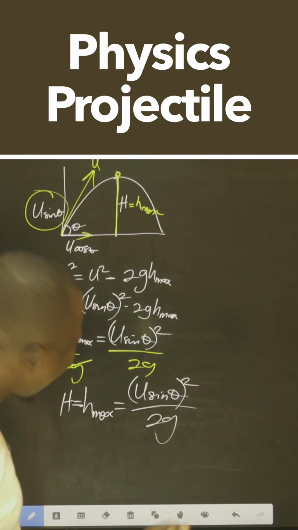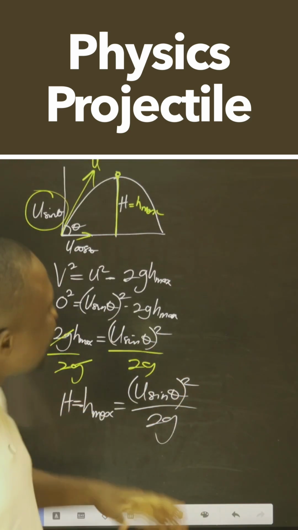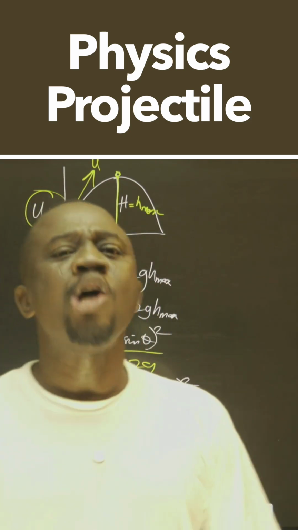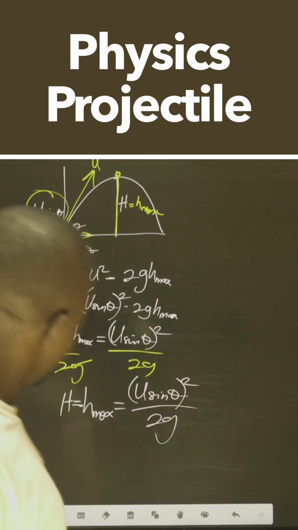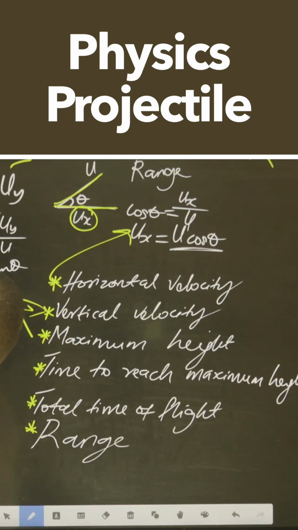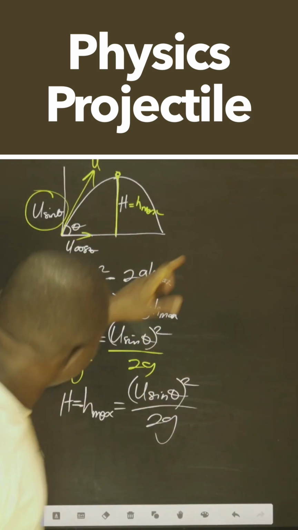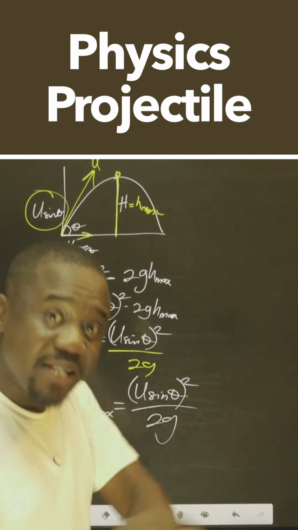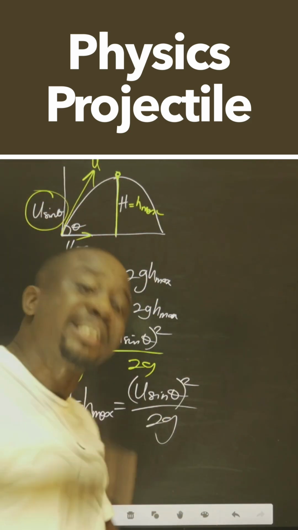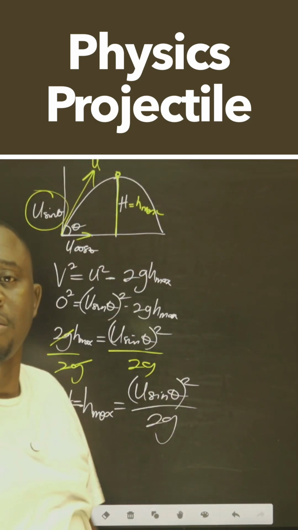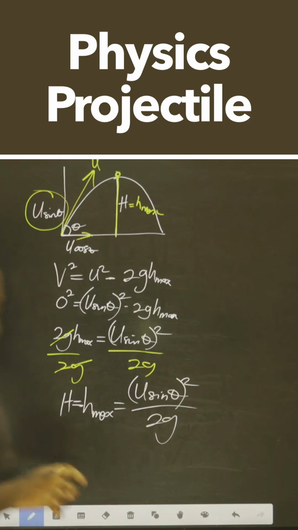You need to understand this thing I'm saying so that if you are faced with any question in Projectile, you solve it with ease. Okay? Let's go back. This is done. The next one is time to reach maximum height. How long did it take you to get here? We need to calculate how long did it take you to get to this location. That is what time taken to reach maximum height.